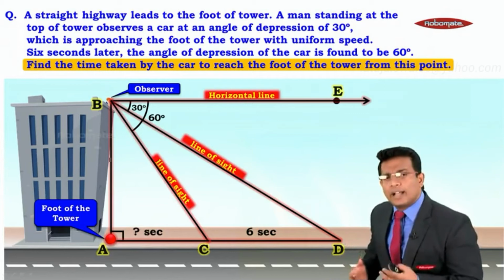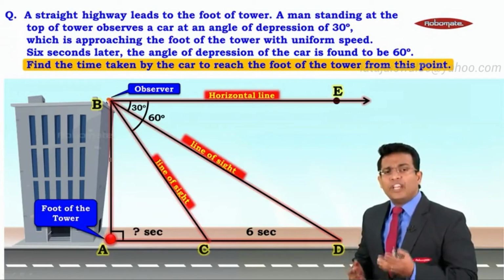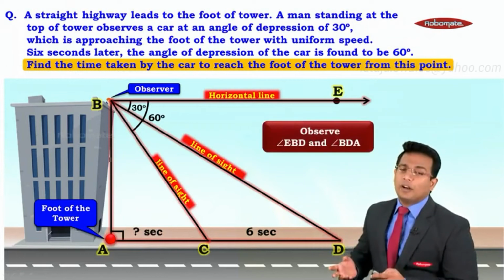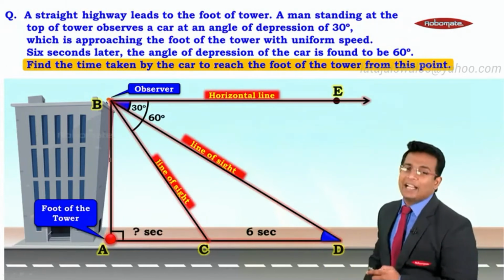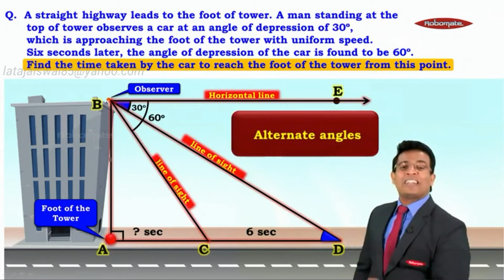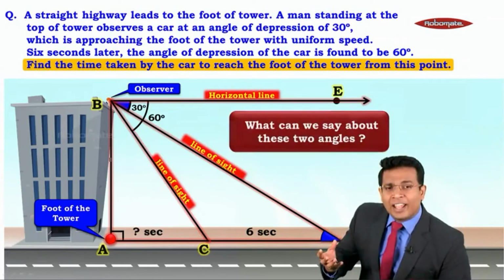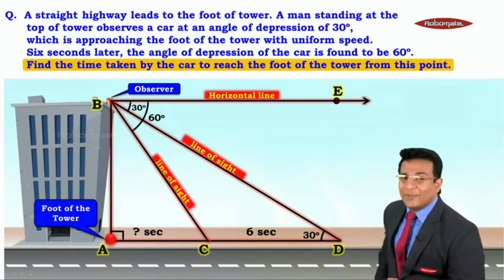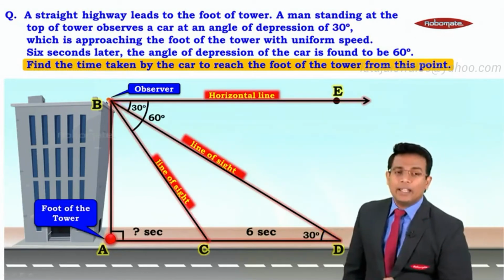Observe, like we do any sum based on angle of depression, we need to get those angles into the right angle triangles. Let's do that now. So, if you observe angle EBD and angle BDA, those two angles, what type of angles are they? Yes, we know they are alternate angles. And what do you know about these alternate angles? You know they are going to be equal because the lines are parallel. So, we have that angle BDA to be 30.